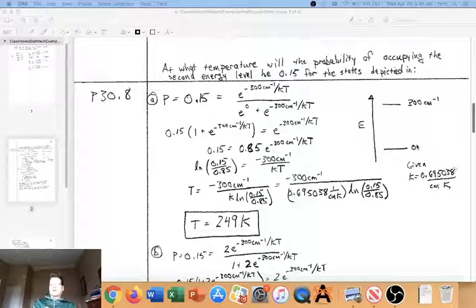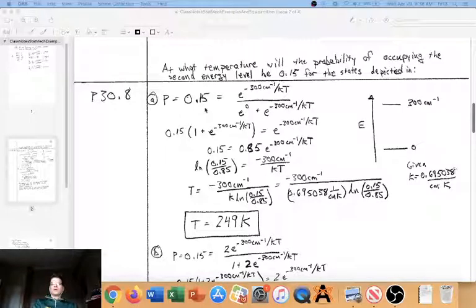So we have a state, let's call it the ground state, that's a reference, and then the first excited state is 300 wave numbers. So we're working in different units here. If you wanted to excite your system from 0 to the first excited state, you would need to absorb 300 wave numbers of energy. What temperature would you have to have so that the Boltzmann distribution lines up with having 15% of the molecules in the first excited state?